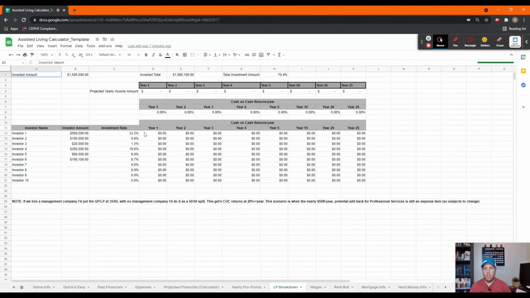So jump over here to the limited partner breakdown. This is where you would put in the invested amount, 1.5 million, the total investment amount. So we said that we wanted the limited partners to put in 1.5 million. This right here is taking the sum of all of these for your different investors. You can put names in here.